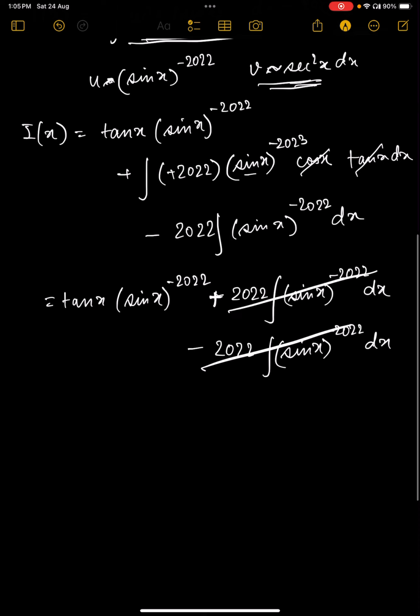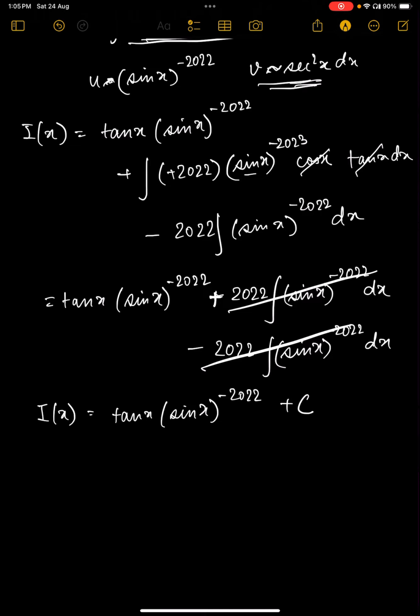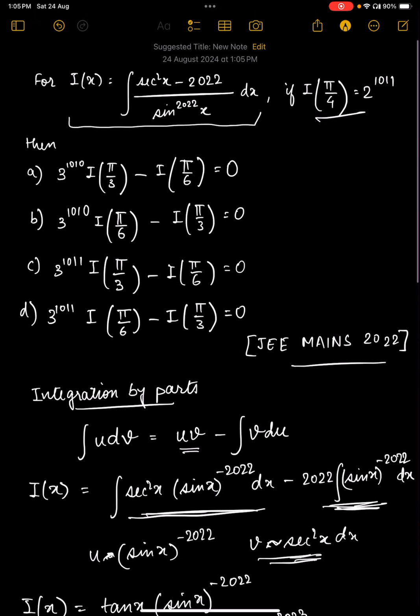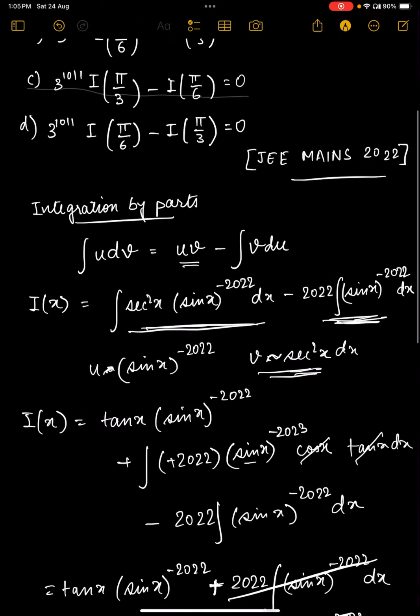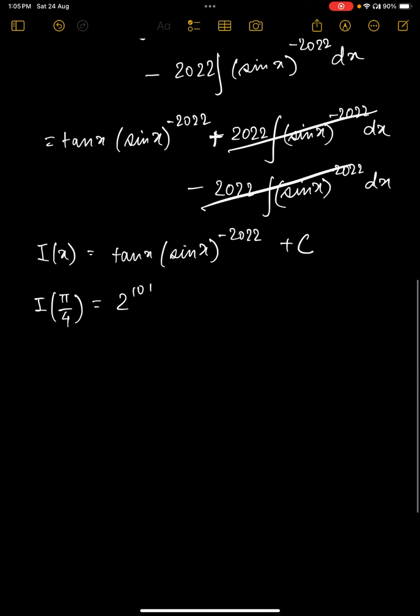Now these terms cancel out each other and eventually we have that I of x is equal to tan x times sine x to the power minus 2022 plus an integration constant c. Now in the question we are given a condition as well, that I of pi by 4 is equal to 2 to the power 1011. Okay, so we'll apply that.